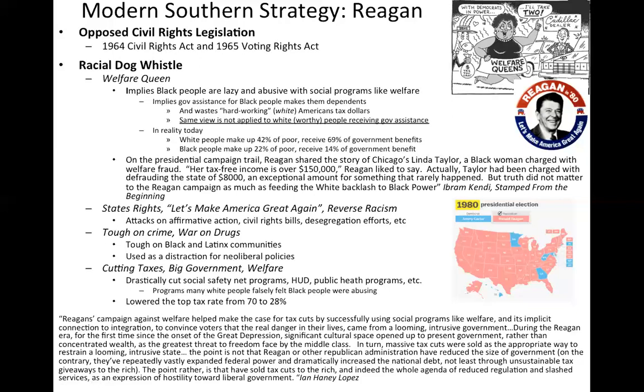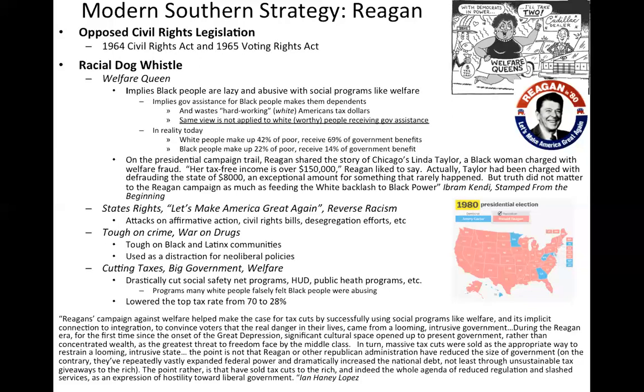During the Reagan era, for the first time since the onset of the Great Depression, significant cultural spaces opened up to present government rather than concentrated wealth as the greatest threat to freedom faced by the middle class. In turn, massive tax cuts were sold as the appropriate way to restrain a looming intrusive state. The point is not that Reagan or other Republican administrations had reduced the size of government.